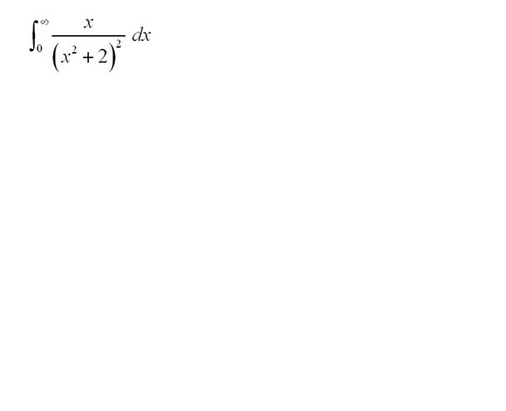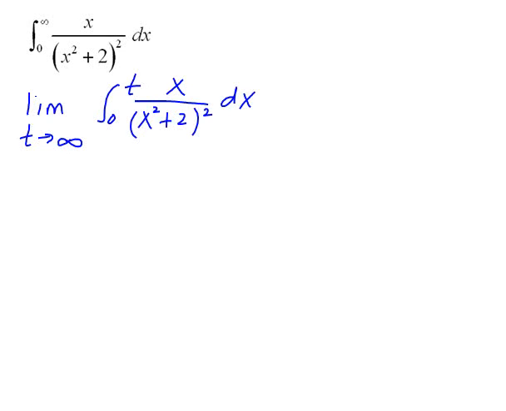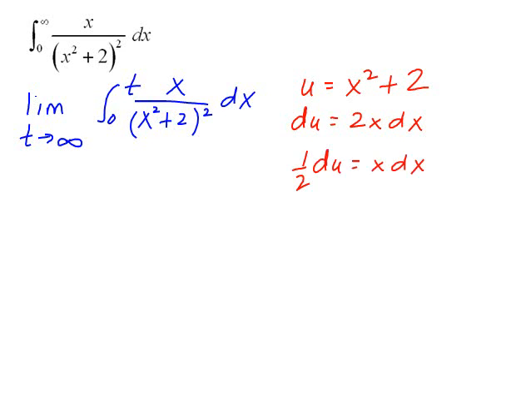Here's the integral from 0 to infinity of x over (x squared plus 2) squared. I'll replace the infinity with a t and find the limit as t approaches infinity. Try not to be too lazy about rewriting the limit in front of this expression every time. I'll try to be a good role model here. Let's check to see if we can evaluate this using a u substitution. If we let u equal x squared plus 2, then eventually we'll get to 1/2 du can replace the x dx that already appears in the integrand.